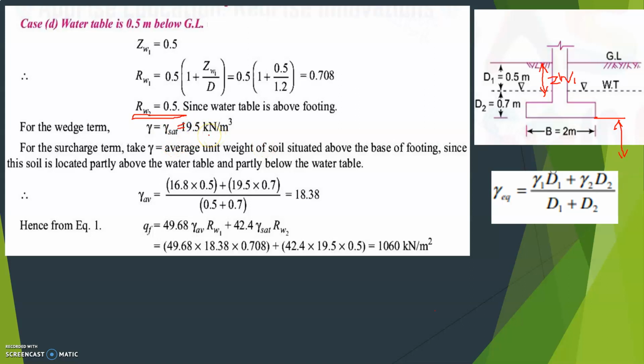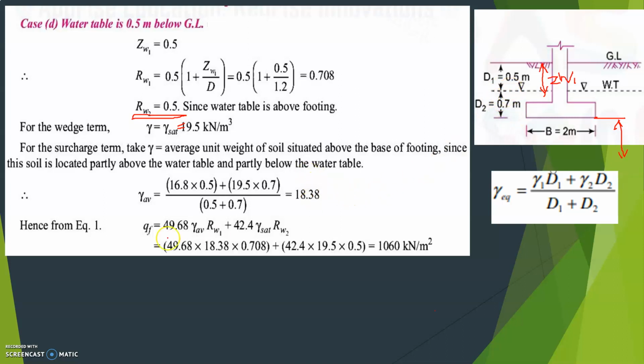Now for the surcharge term, means for the second term, what do you have to consider here? You have to consider the average unit weight of soil, means gamma average. Why? Because of the soil situated above the base of the footing. Since the soil is located partly above the water table and partly below the water table. See, you can see here, the water table is located here. So some soil is above the water table and some portion of the soil is below the water table. So you have to consider gamma equal to gamma average.